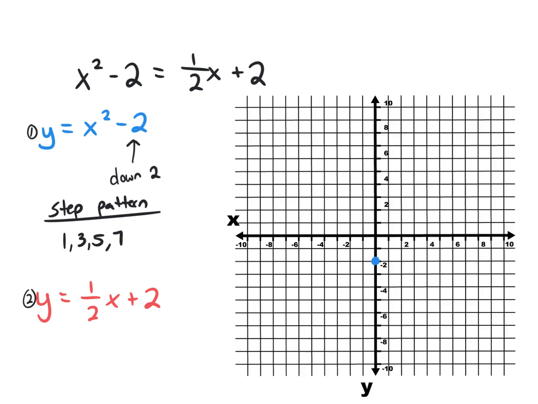So let's review the step pattern. I go over 1, up 1. That's my first step, both sides. Over 1, up 3 is my second step. Good. Over 1, up 5 is my next step. And then go ahead, draw your picture.